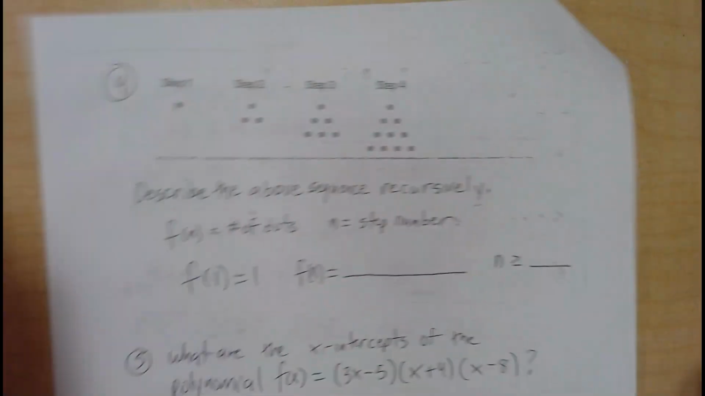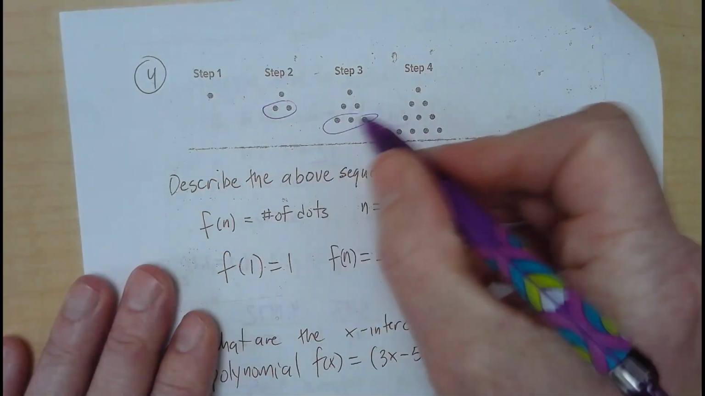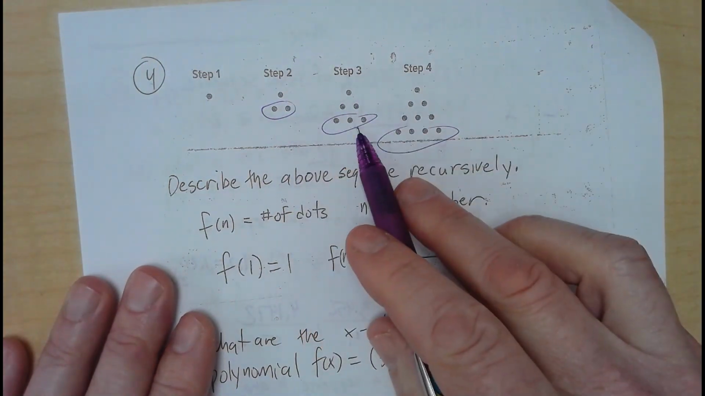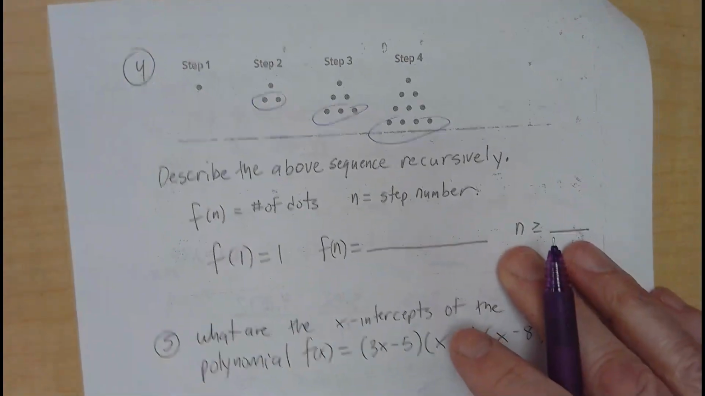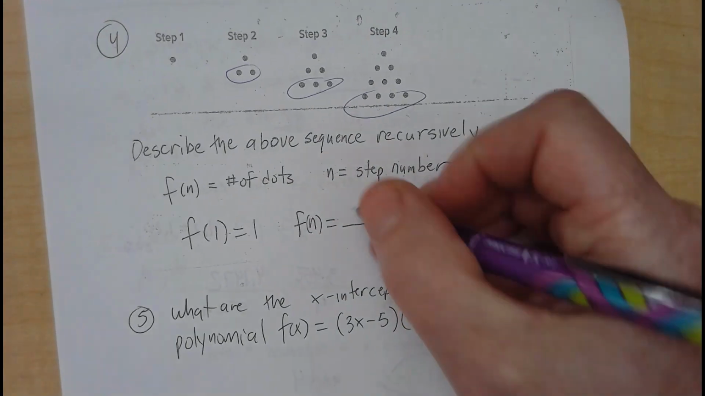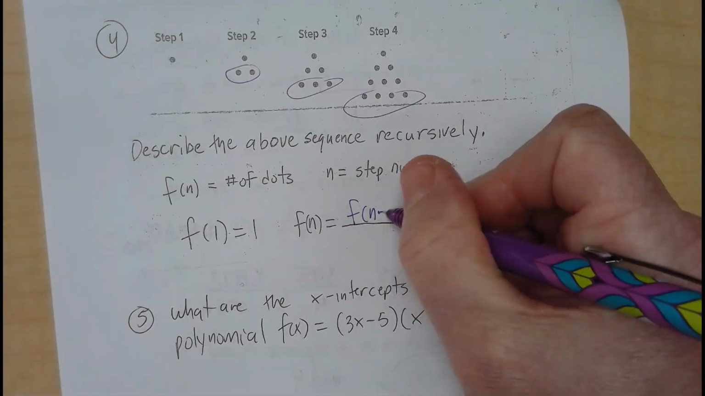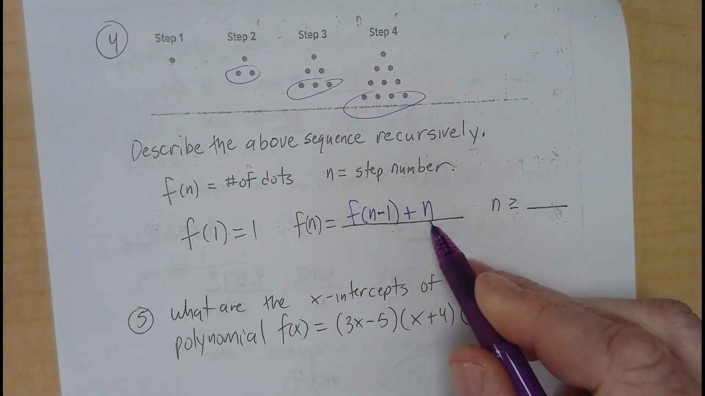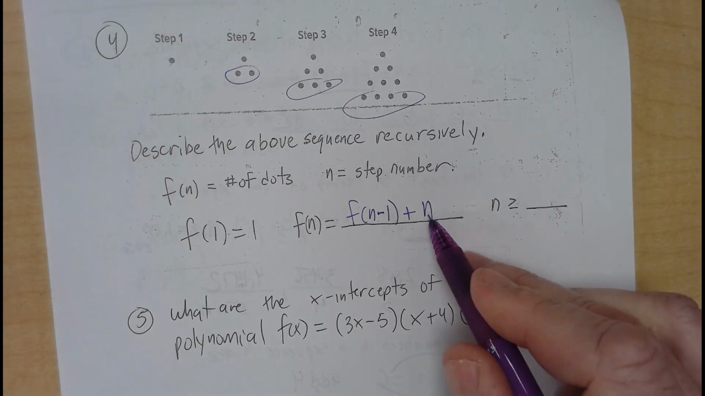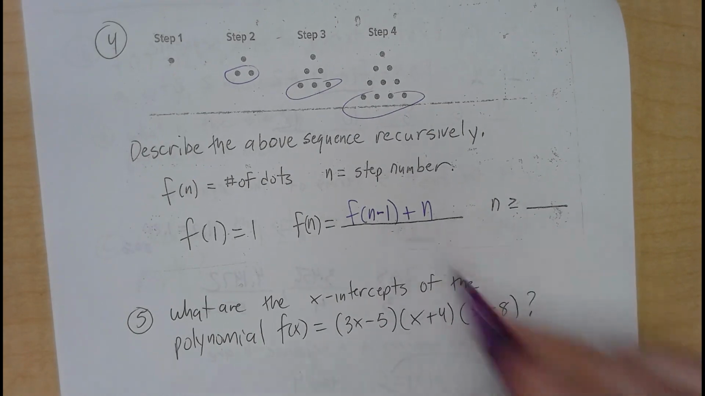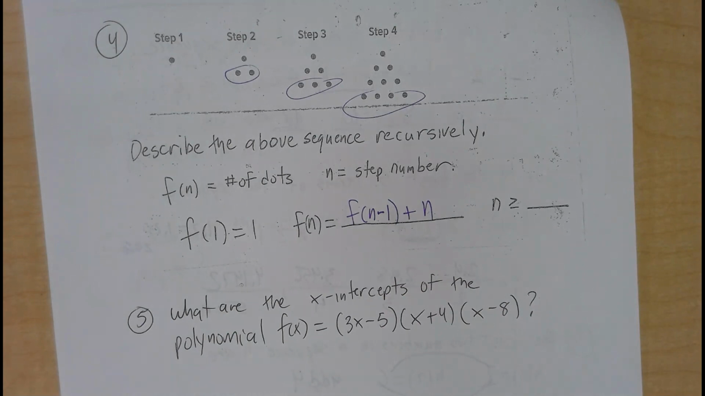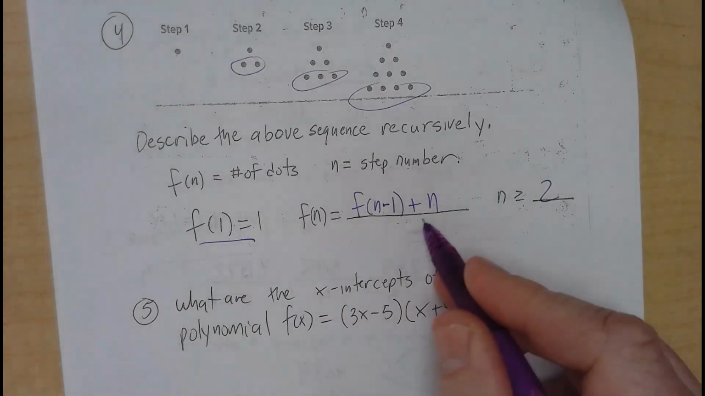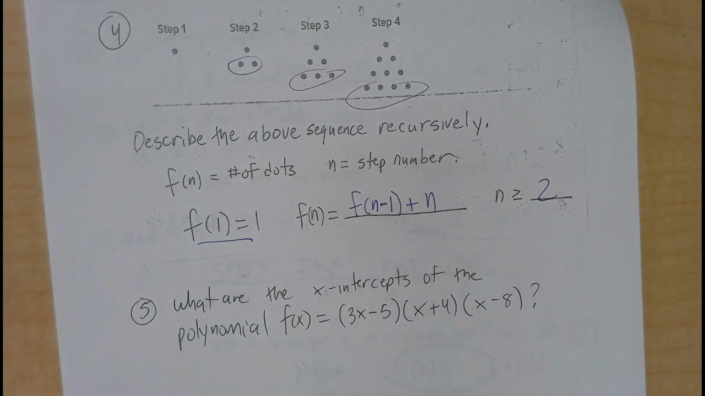Here are the dots. We have these dots here. And we notice that for step 2, we're adding 2. For step 3, we're adding 3. For step 4, we're adding 4. So we're adding the step number every time. So it's the previous term, which is n minus 1. And then you're just adding in whatever the step number is. So if the step number is 4, you add 4. If the step number is 5, you add 5. So that's the formula. And we do this starting with n is 2, because you've defined the first term and then you're adding the step number every time.